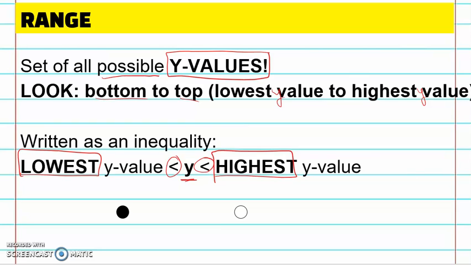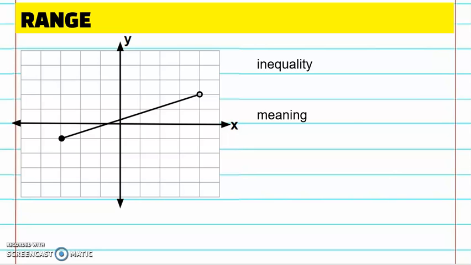Okay, a reminder about your dots. Closed means or equal to, so you have the bar under it. Open means not equal to, so no bar under it. All right, let's see what this is. Here we go. Range, low to high. We're thinking floor to ceiling, right?